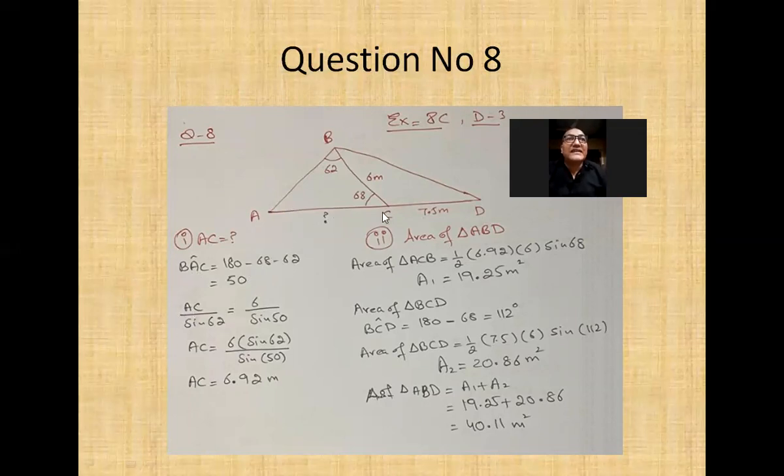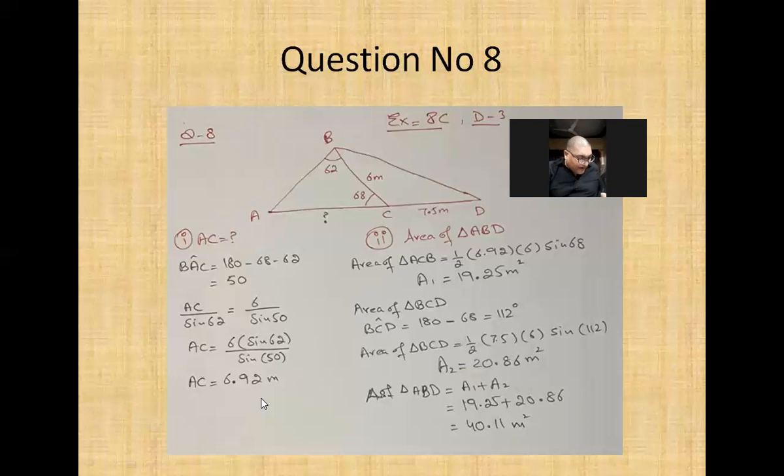Here you can see AC divided by sine 62 is equal to 6 divided by sine 50. If I make AC alone, we will have 6 multiply sine 62, divided by sine 50. This is what you will enter into your calculator. So you will get the answer 6.92 meters. This is how you will find the side AC. Hopefully you have understood. We have used the sine rule here.